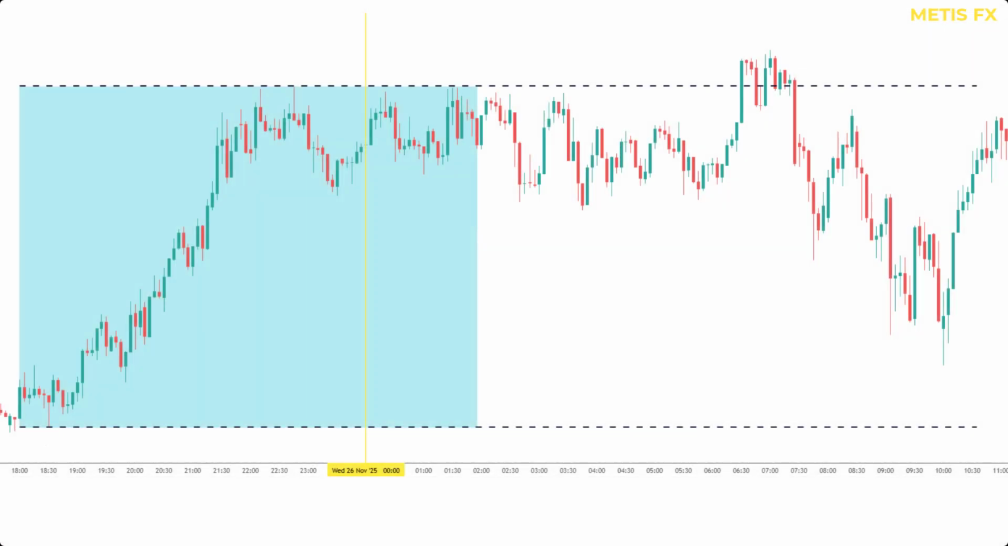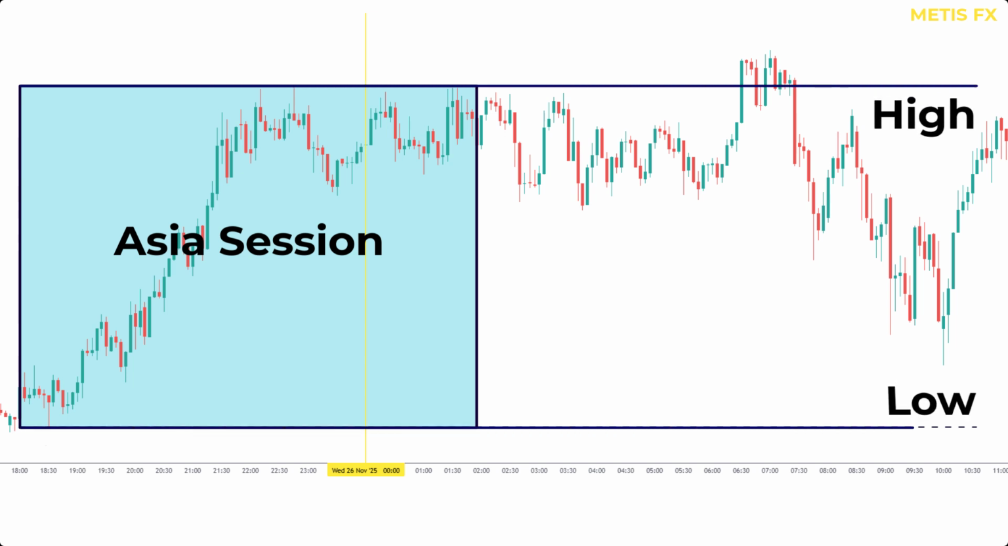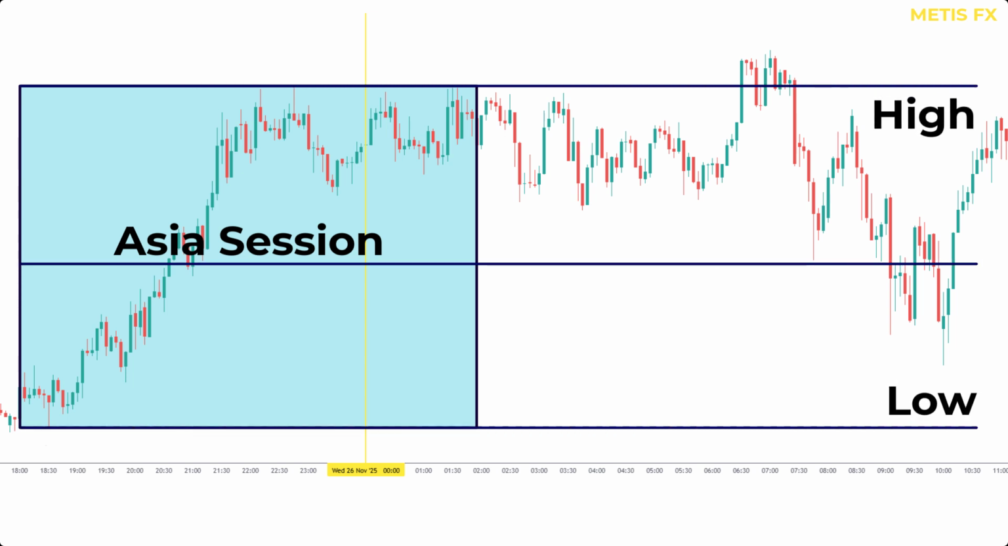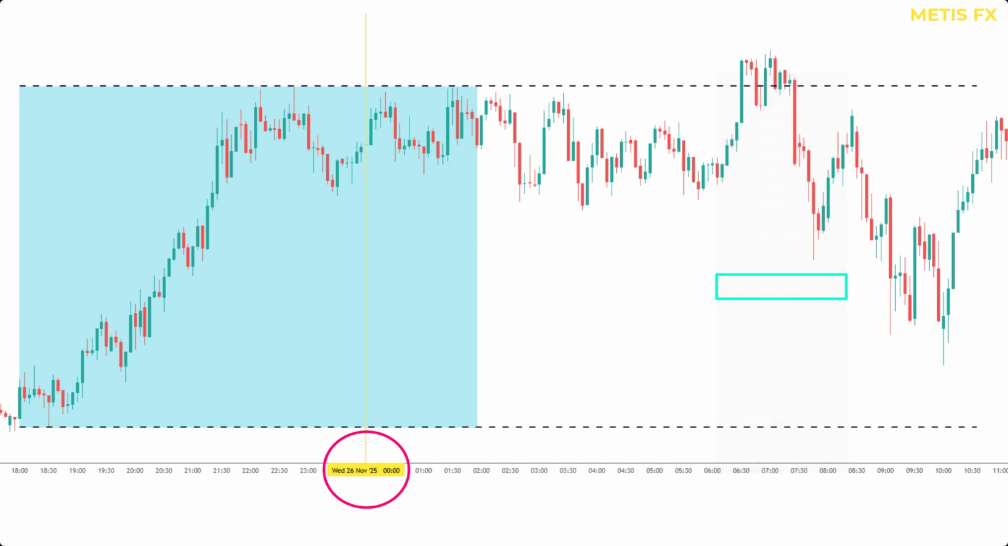Now pay attention to this image. This is the time and price range of the Asian session, which the Asia High, Low, Midlines indicator has automatically identified for us and made the process easier. The time frame is set to 5 minutes. Now we set the TradingView time zone to New York. Within the Asian session, we mark the 00 candle with a vertical line on the chart.